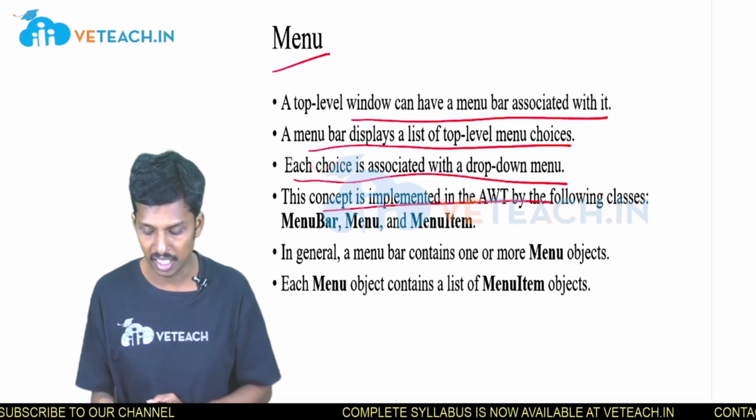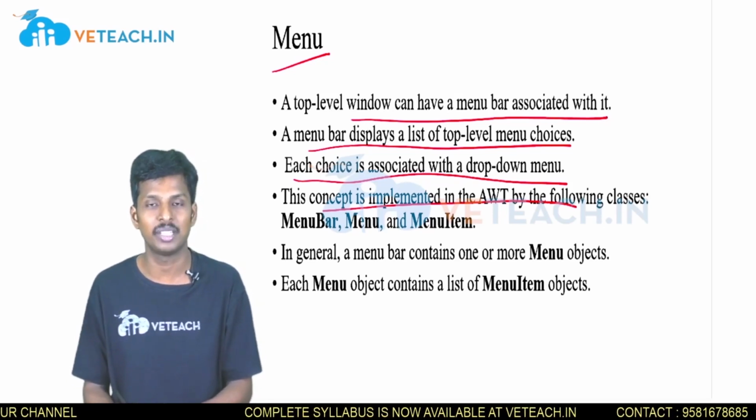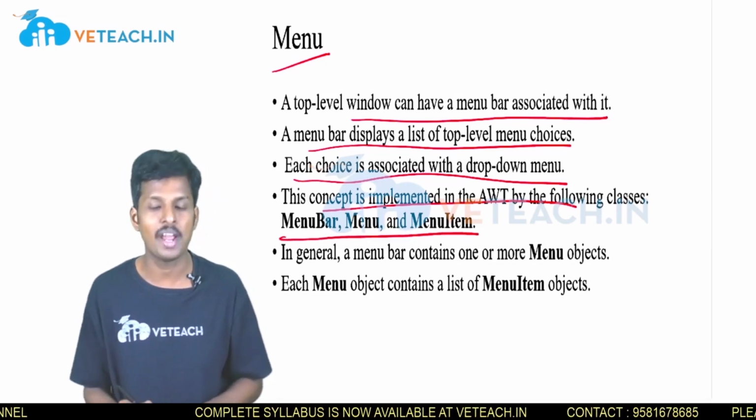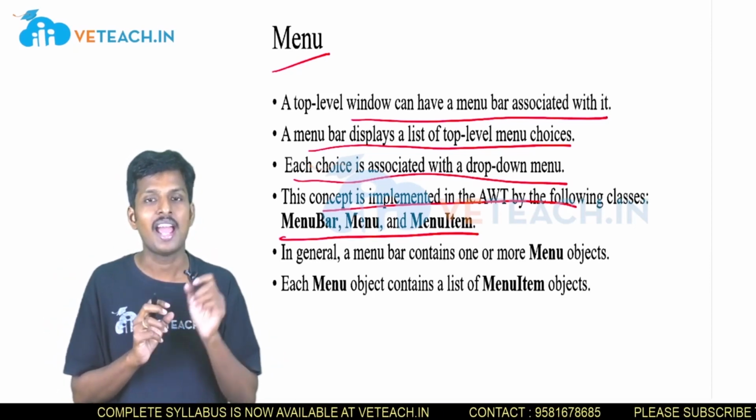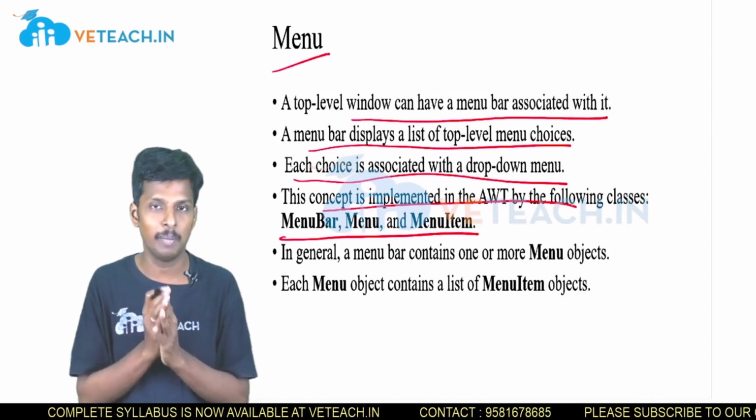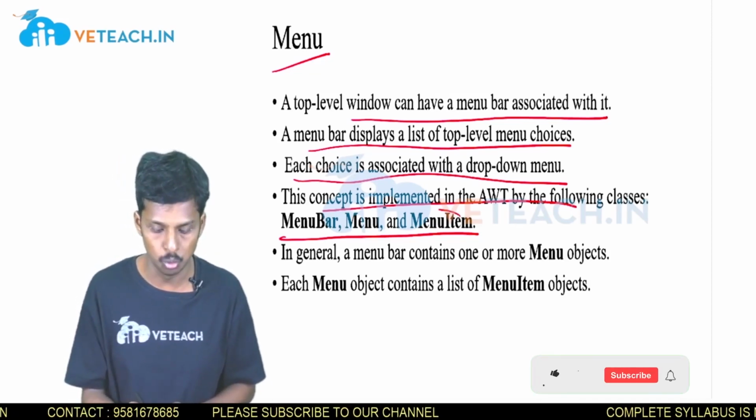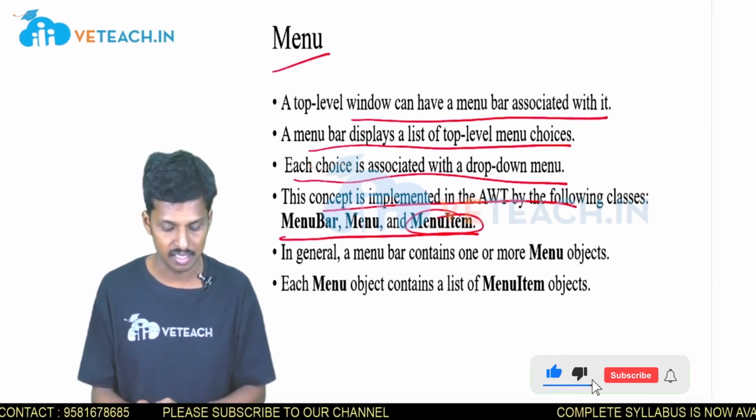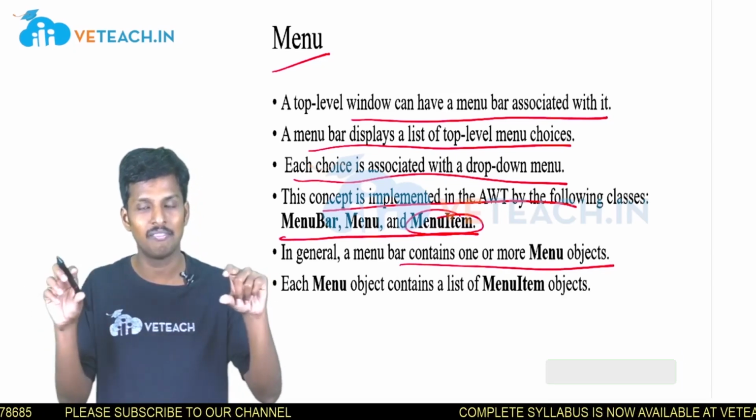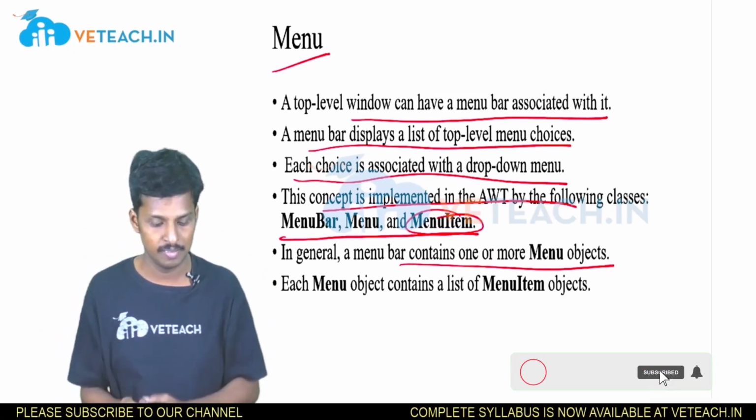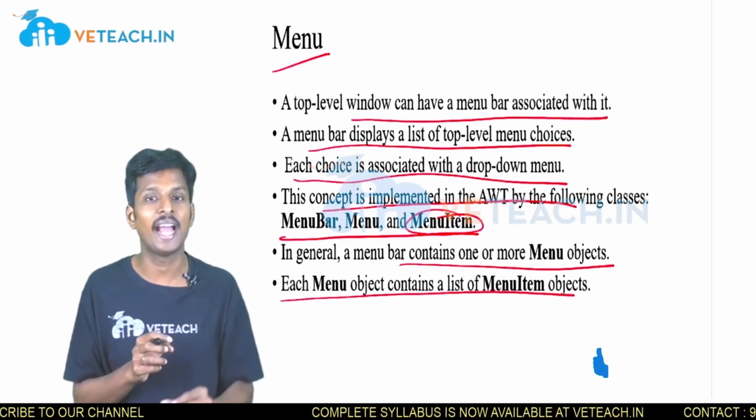The concept is implemented in the AWT by the following classes. The different classes used to implement this concept are MenuBar, Menu, and MenuItem. So the bar which contains different types of menus is known as a menu bar, and File, Edit, View are known as menus. When we click on a particular menu, we are going to get different items known as menu items. In general, a menu bar contains one or more Menu objects. A menu bar will have a number of Menu objects. Each Menu object contains MenuItem objects. A menu will have MenuItem objects.